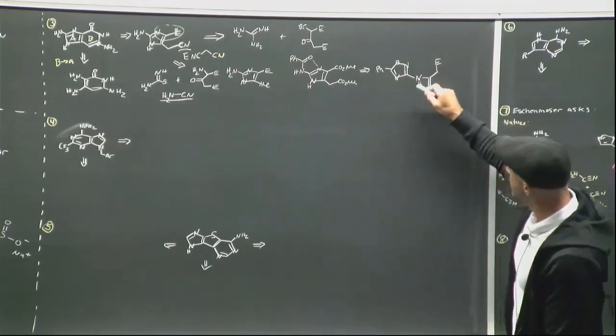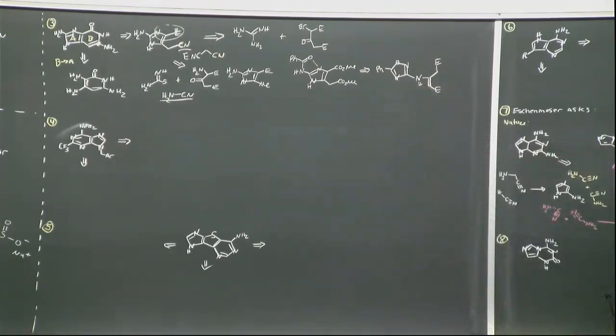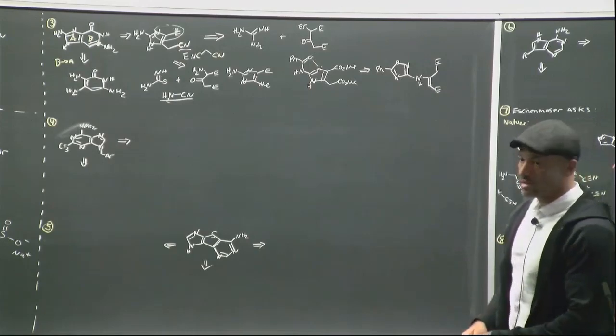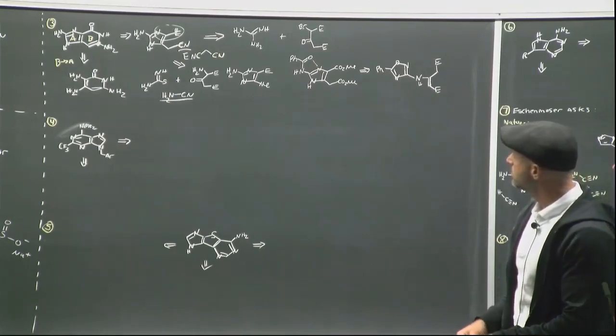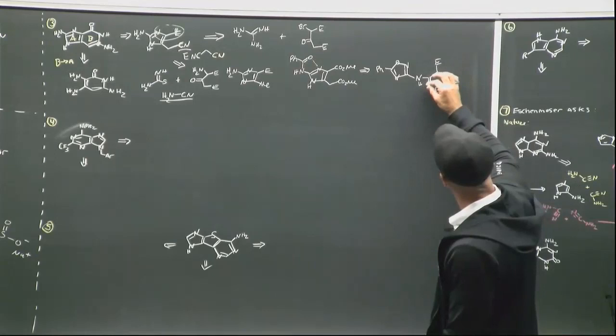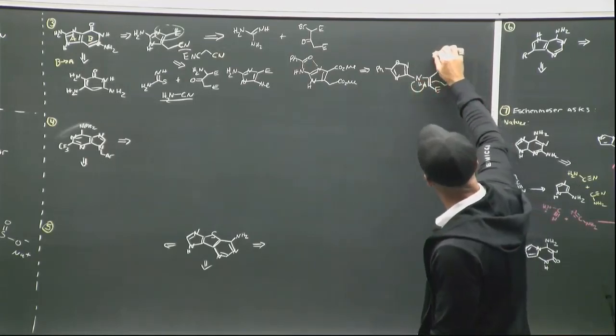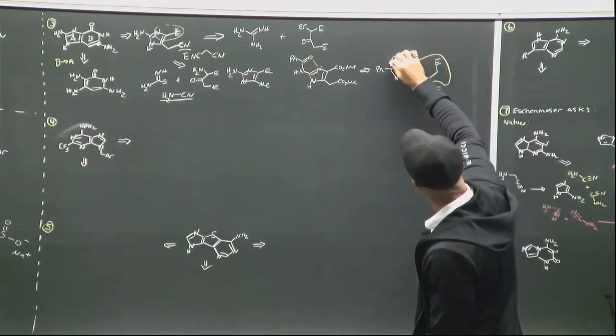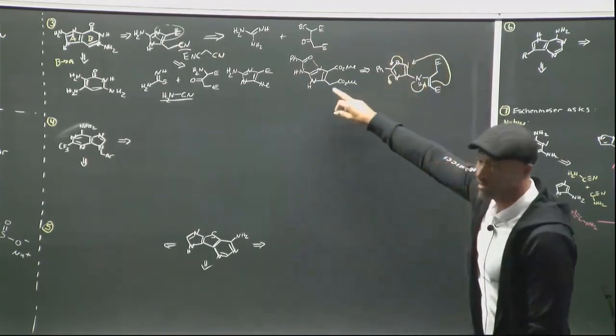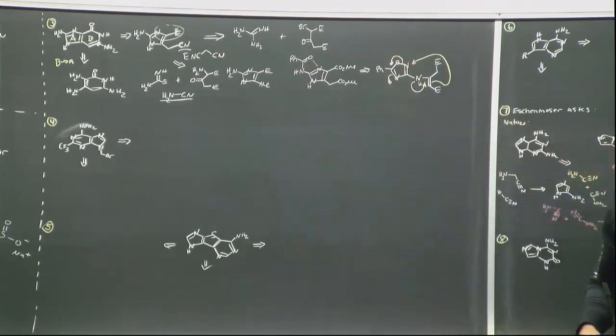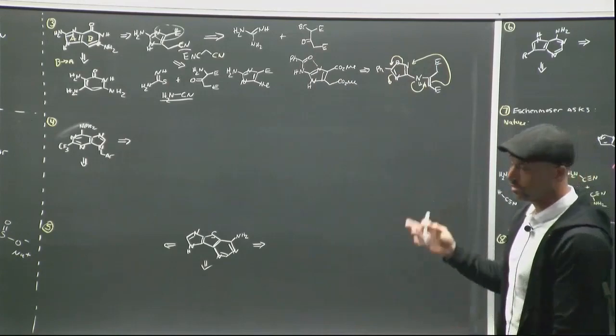Let's imagine this is an oxadiazole. We haven't talked about those yet. We will on Monday. Let's imagine we treated this thing with base. That would give you that. It's a Boulton-Katritzky rearrangement. Now the nice thing, this works in high yield.